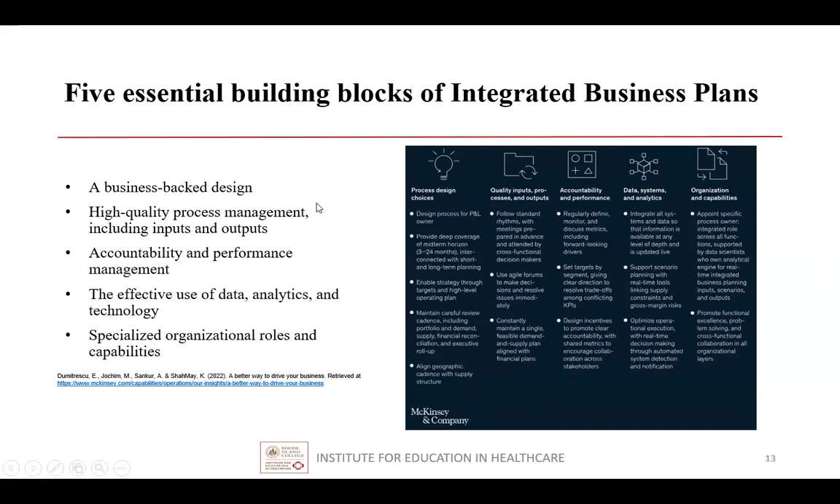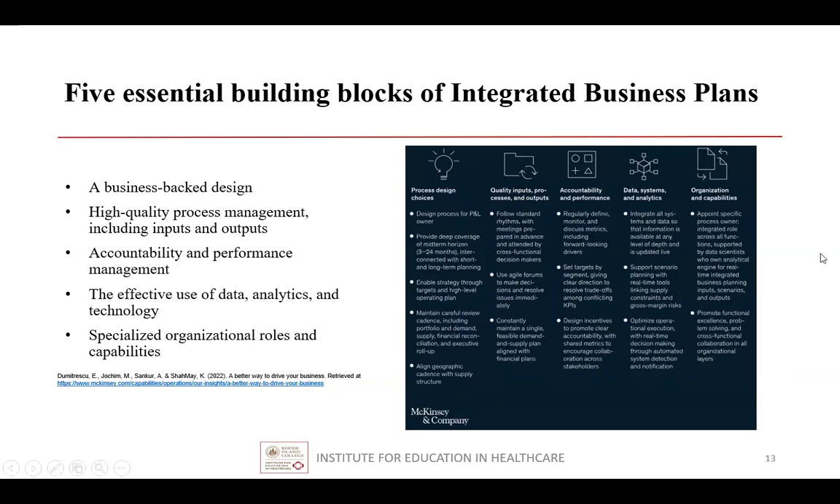In an article titled "A Better Way to Drive Your Business," the effective integrated business plan process is identified to consist of five building blocks: a business-backed design, high-quality process management that includes both inputs and outputs, accountability and performance management, the effective use of data, analytics, and technology, and lastly, specialized organizational roles and capabilities. And so we can see here the subcomponents in each of those building blocks.